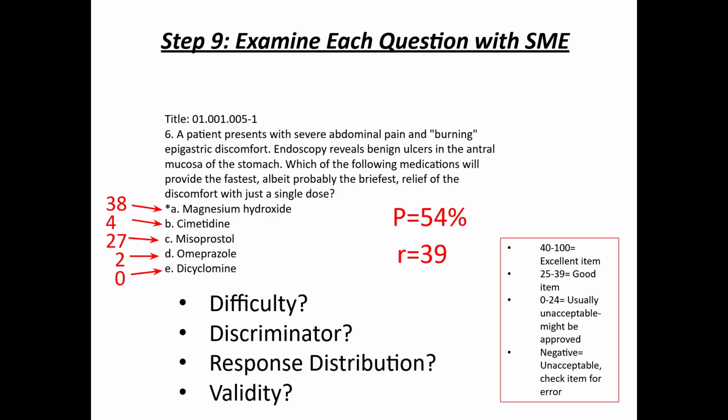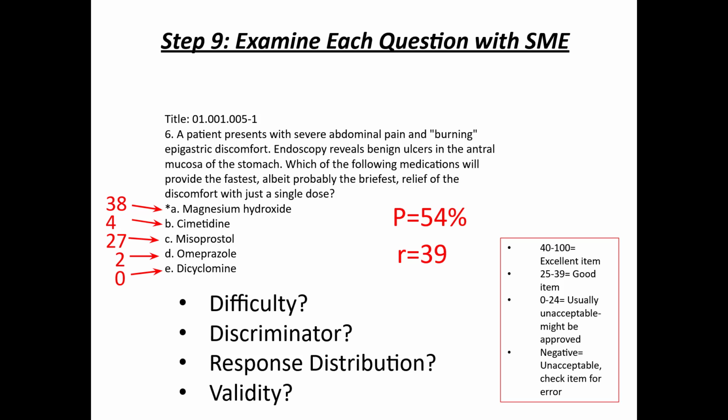But look at the response distribution. So obviously magnesium hydroxide is just an oral antacid. In terms of internal validity, that was stressed in the course: your oral antacids are going to give you the fastest but briefest relief of the discomfort.